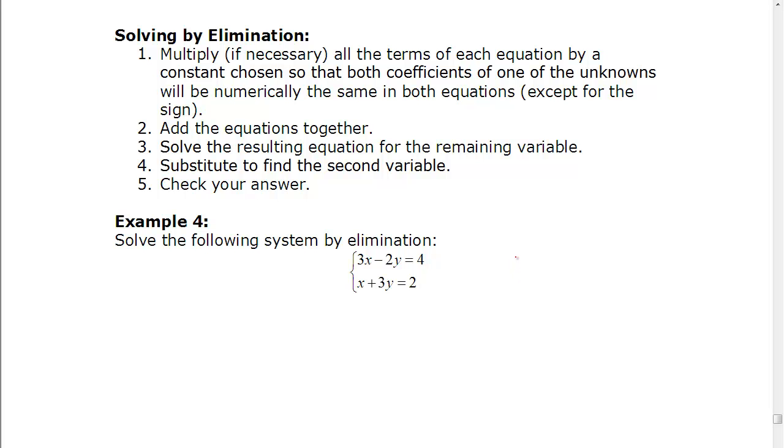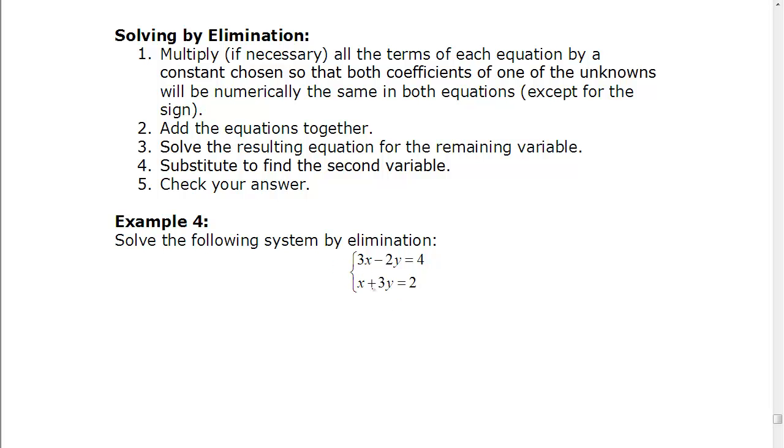In this lesson, we're going to solve equations by elimination. To do that, we have 5 steps outlined, including checking your answer at the end. Basically, it involves multiplying one or both equations by a constant, adding the equations together, and solving the equation that results, because then we'll only have one variable, then substituting to find the second variable.